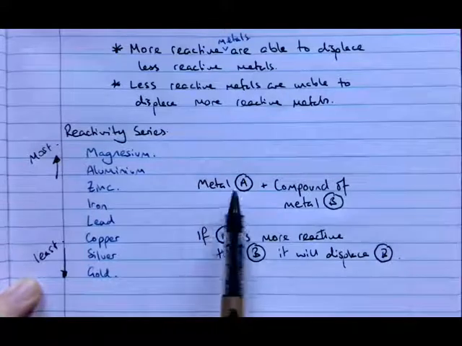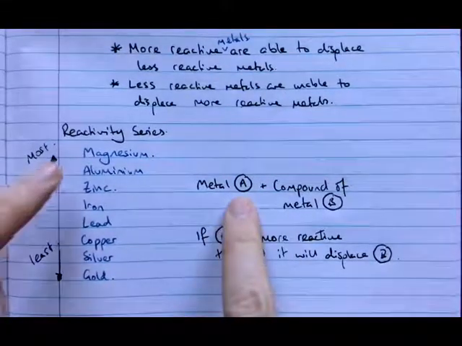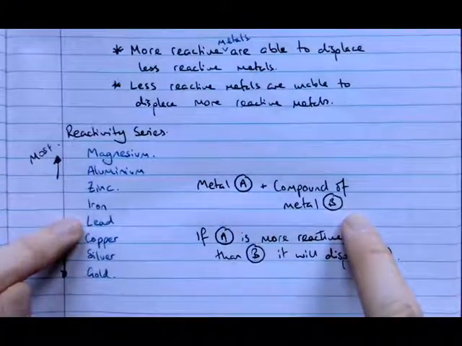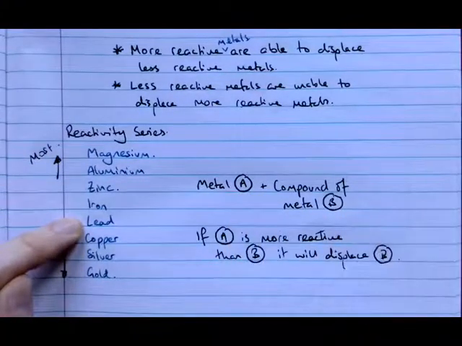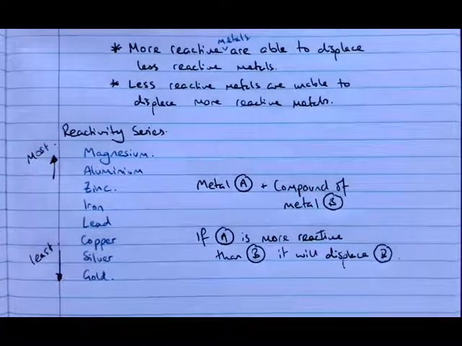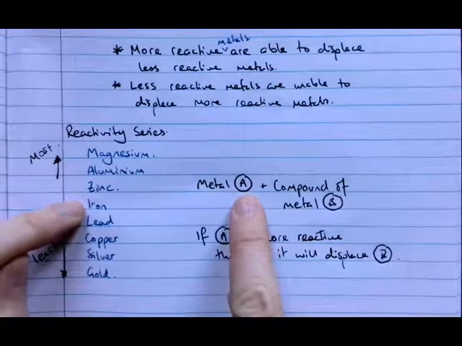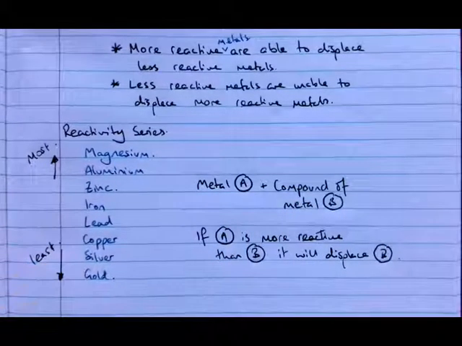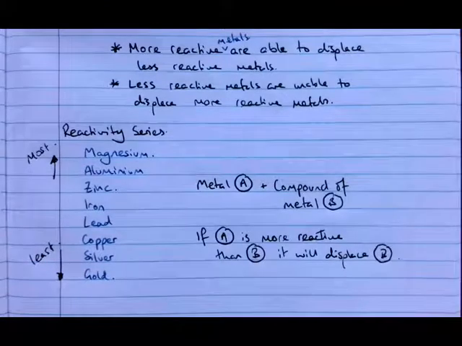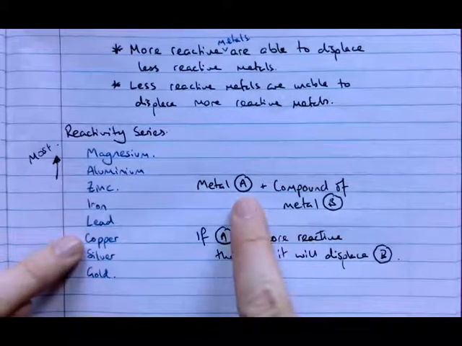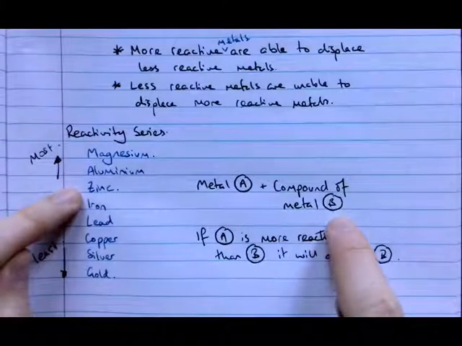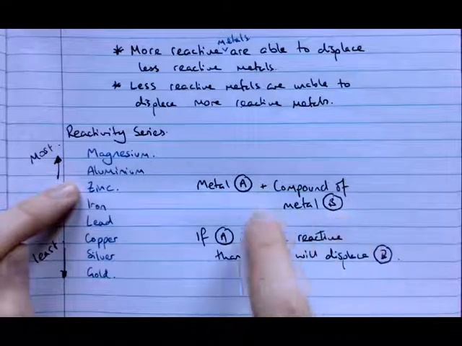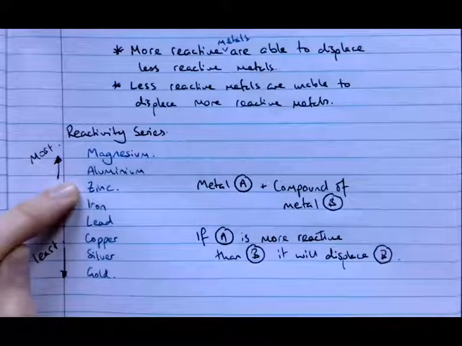Okay, so if I was to do a reaction of magnesium with a compound of lead, then my magnesium will displace my lead. If I was to do a reaction of iron with a compound of silver, the iron will displace the silver. However, if I was to do a reaction of copper with a compound of zinc, okay, copper is below zinc in the reactivity series, so copper cannot displace zinc.